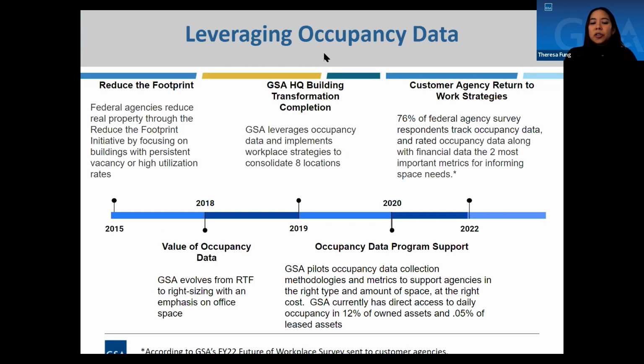So after leveraging the occupancy data that we had in GSA to consolidate our headquarters office, we've expanded our analysis to include additional assets in our portfolio. To date, GSA has direct access to daily occupancy data for about 20 million square feet in our own buildings and about 600,000 square feet in our leased buildings. And in addition, we also have a snapshot of occupancy data equating to about 16% of our building inventory provided from customers and other sources.